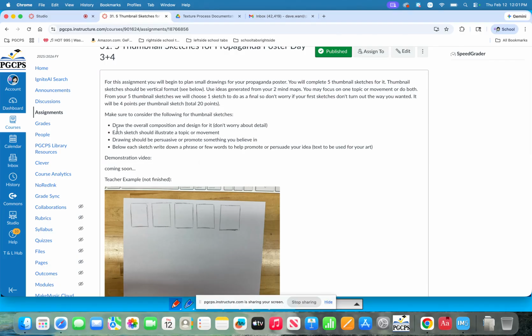Things to consider with your thumbnail sketches: think about your overall composition and design. Don't worry about detail yet. Each sketch should illustrate a topic or movement, focusing back on the topic or movement that you did a mind map on. The drawing should have a persuasive approach, something that you believe in. In addition to the image, think about words or text that can go with the artwork to help promote or persuade your idea or cause.